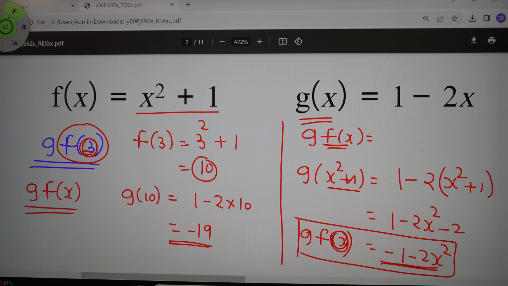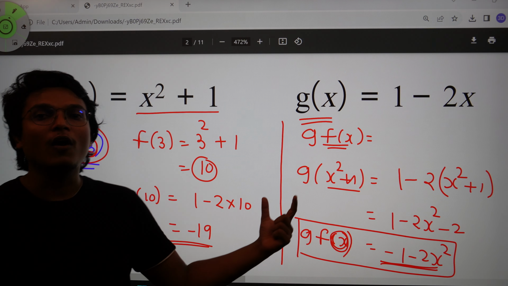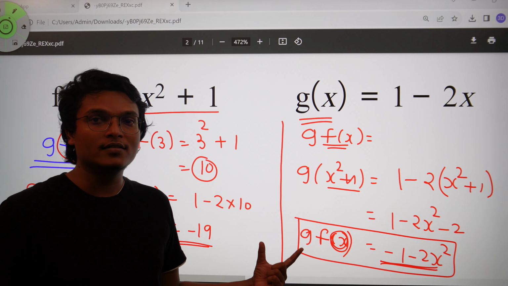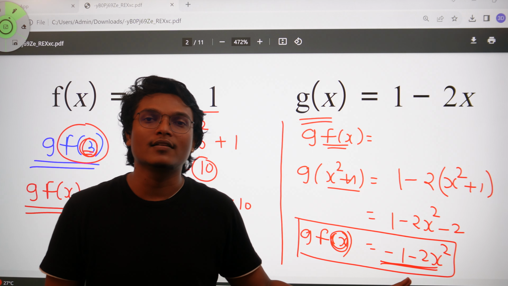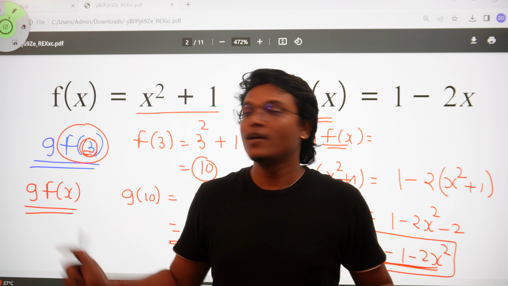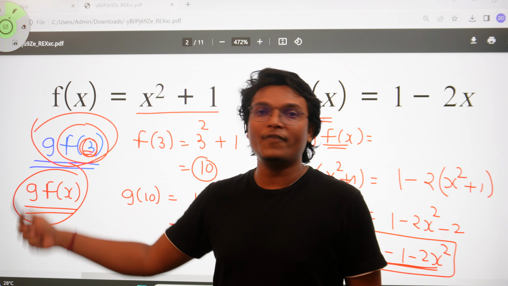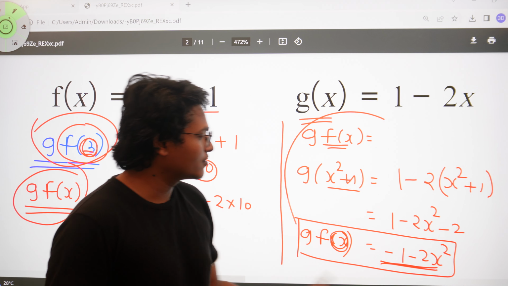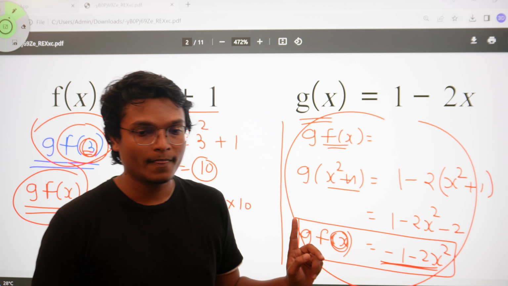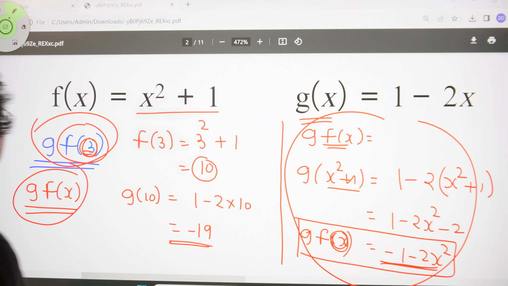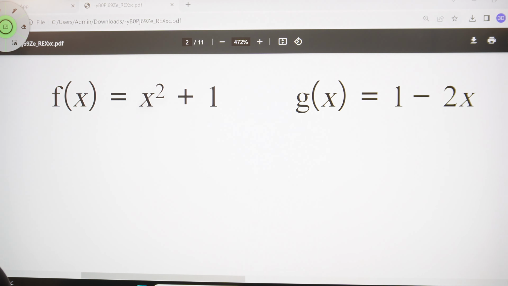Minus 1 minus 18, minus 19. Getting it? So you can solve the question in these two ways. You will still get the same answer. Whenever a number is given, we will follow the simpler approach. If they are asking us to find g of x, we will have to do this. Is my point clear?